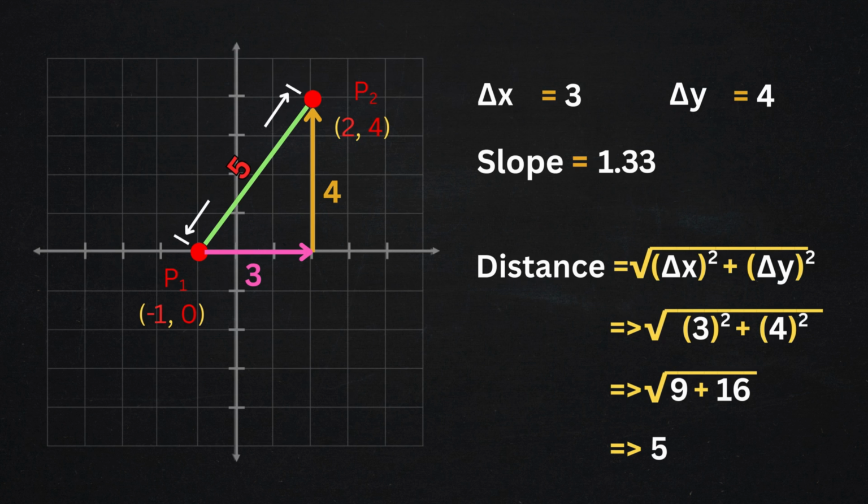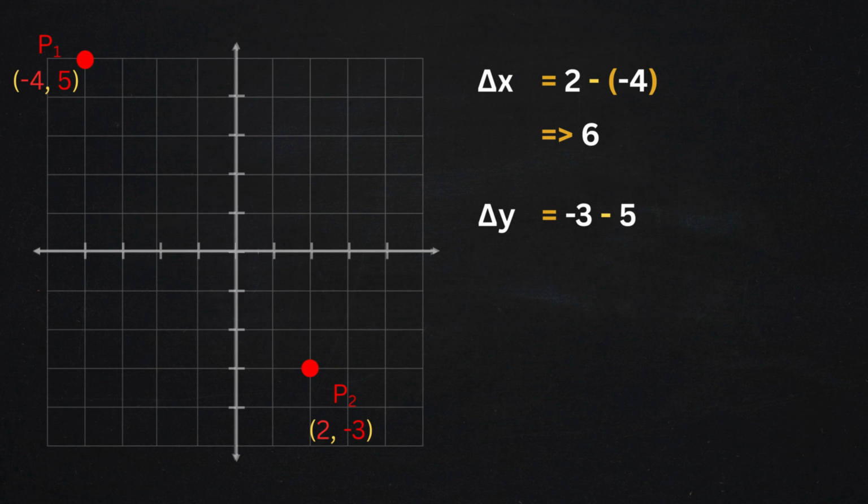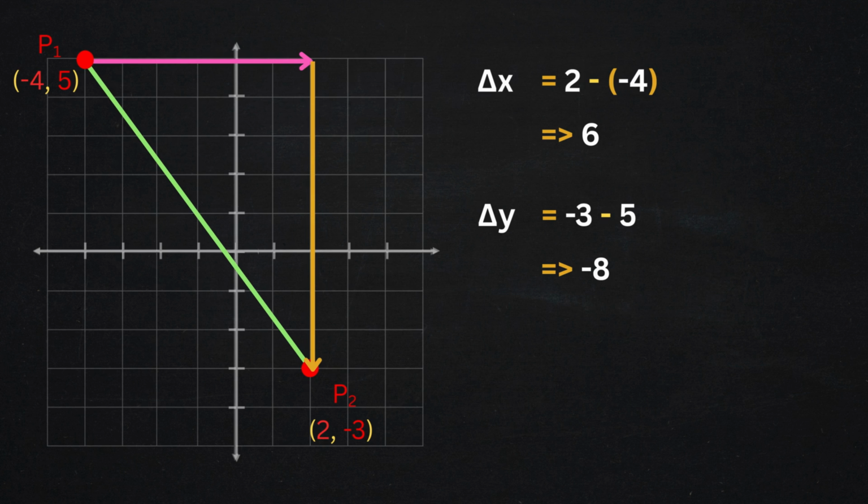Let's try another pair of points. Here we have point 1 equal to -4 comma 5, and point 2 equals 2 comma -3. Again, start by calculating delta x and delta y. Delta x equals 2 minus -4, which comes out to be +6. And delta y equals -3 minus 5, which gives us -8. Note that delta y is negative. This means the line is sloping downward from left to right. Remember, delta values can be negative because they represent direction as well as magnitude.